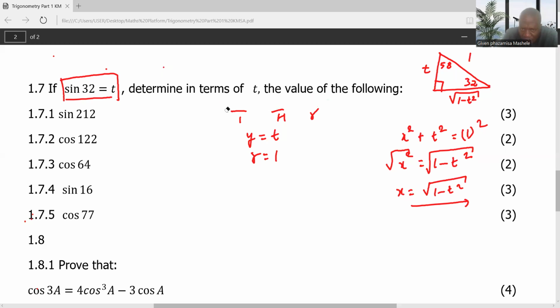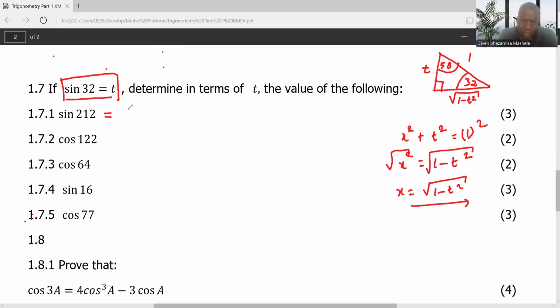Since this applies to grade 11 and 12, this is our temporary special angle. So if you want to solve this, you must use this temporary special angle. Now the first one says determine, in terms of t, the value of the following. The first one is sine 212. We do not have 212, so you have to reduce this angle 212 to have either 32 or 58 using the reduction formula.